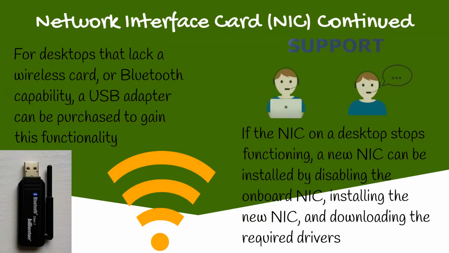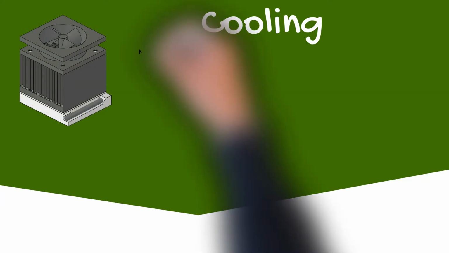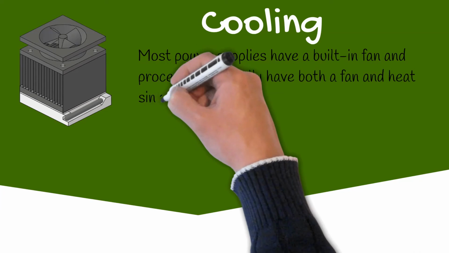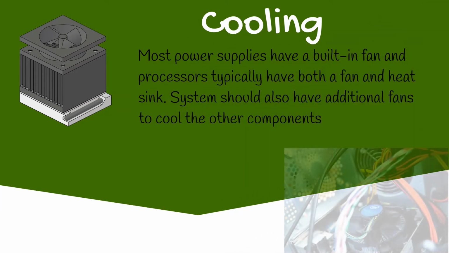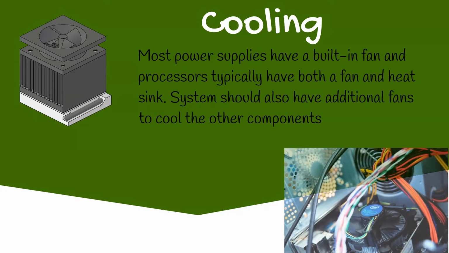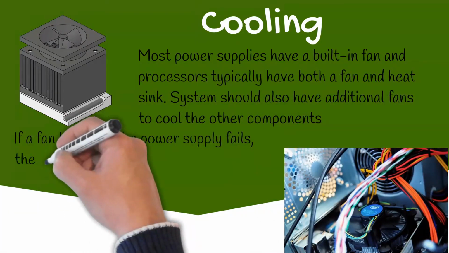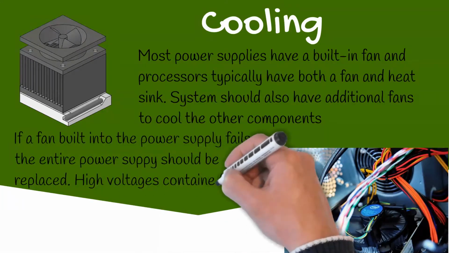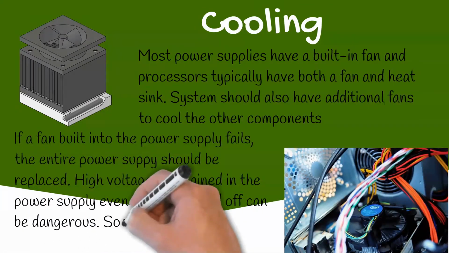The components of a computer produce significant heat. Most power supplies have a built-in fan, and processors typically have both a fan and heat sink. Systems should also have additional fans to cool the other components. If a fan is built into the power supply and the fan fails, the entire power supply should be replaced. Even while powered off, high voltages are retained inside of the power supply, which can injure or kill. Heat sink and case fans can be replaced. Higher-end systems often use liquid cooling as opposed to fans.